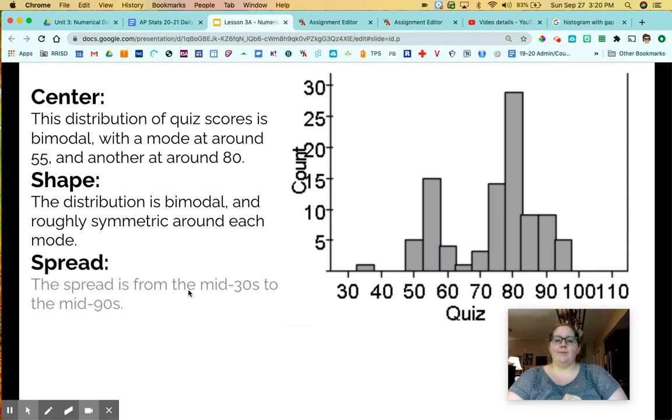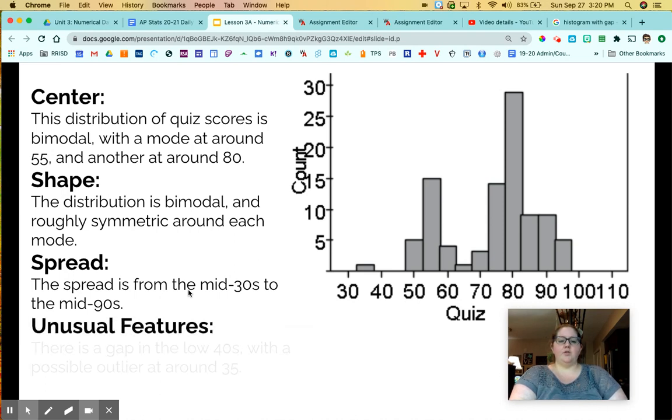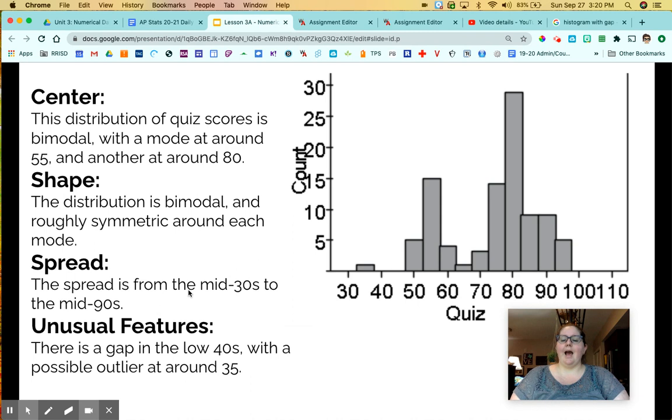For the spread, I would say it goes from the mid-30s to the mid-90s, the grades. And then unusual features, I could say that there's a gap in the 40s. I might also mention that we have a dip in numbers and frequency in the mid-60s. There weren't as many people in that range. And then we do have a possible outlier at about 35.